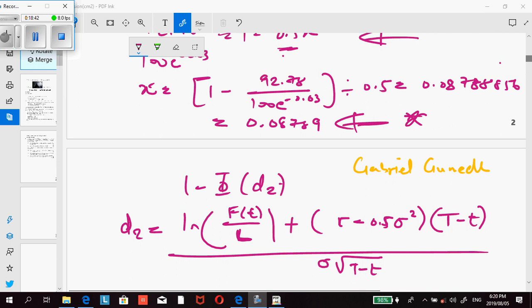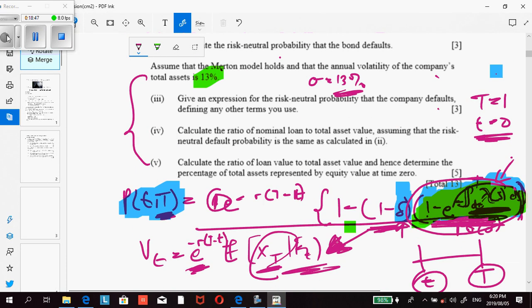Now, the next question is where things get a little bit ugly, because now they're saying calculate the ratio of the nominal loan to the total asset value, assuming that the risk-neutral default probability is the same as calculated in part 2. Now remember, in part 2 we had the risk-neutral probability being equal to 0.08789. Now your nominal loan is the same as your redemption value, which is L in this case.